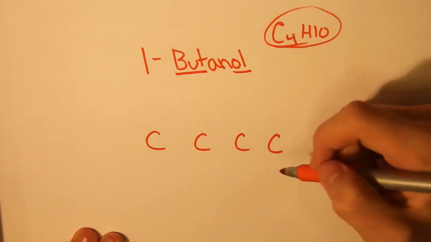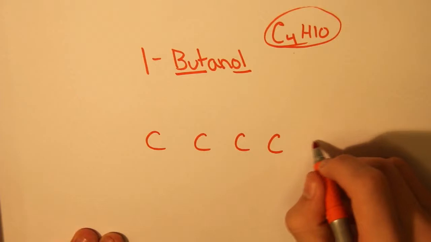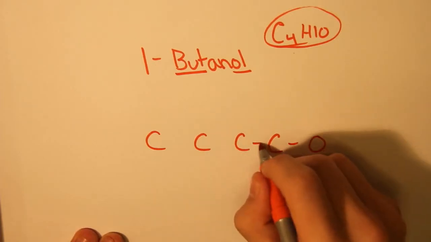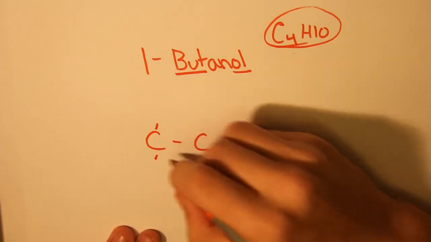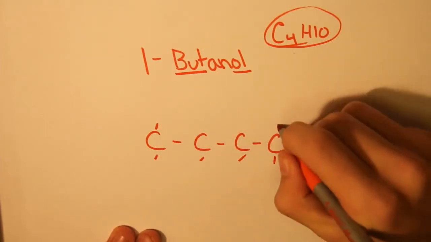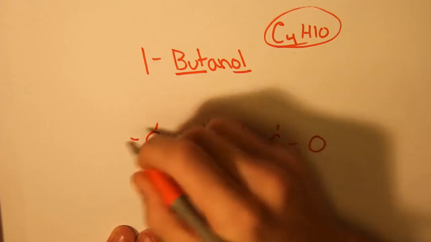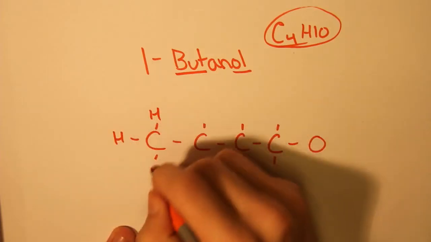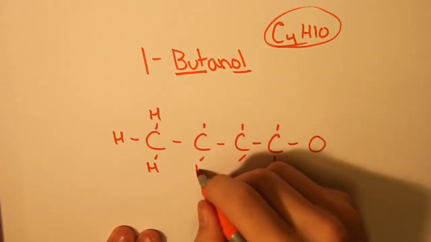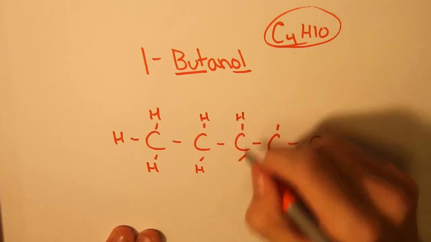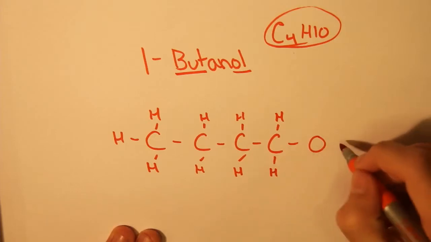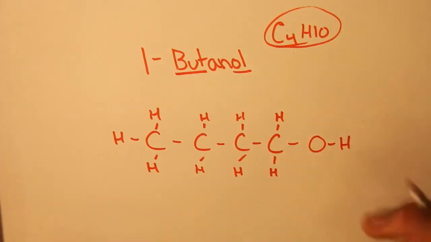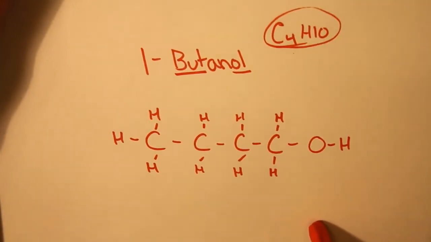That means that there's going to be an O at the end. So we'll just put an O right here. So we'll connect these, and now we'll start putting in the H's. H, H, H, and so on and so forth until all of the H's are in. So we'll keep writing it out, and then we'll put an H right here. So that is butanol for alcohols.